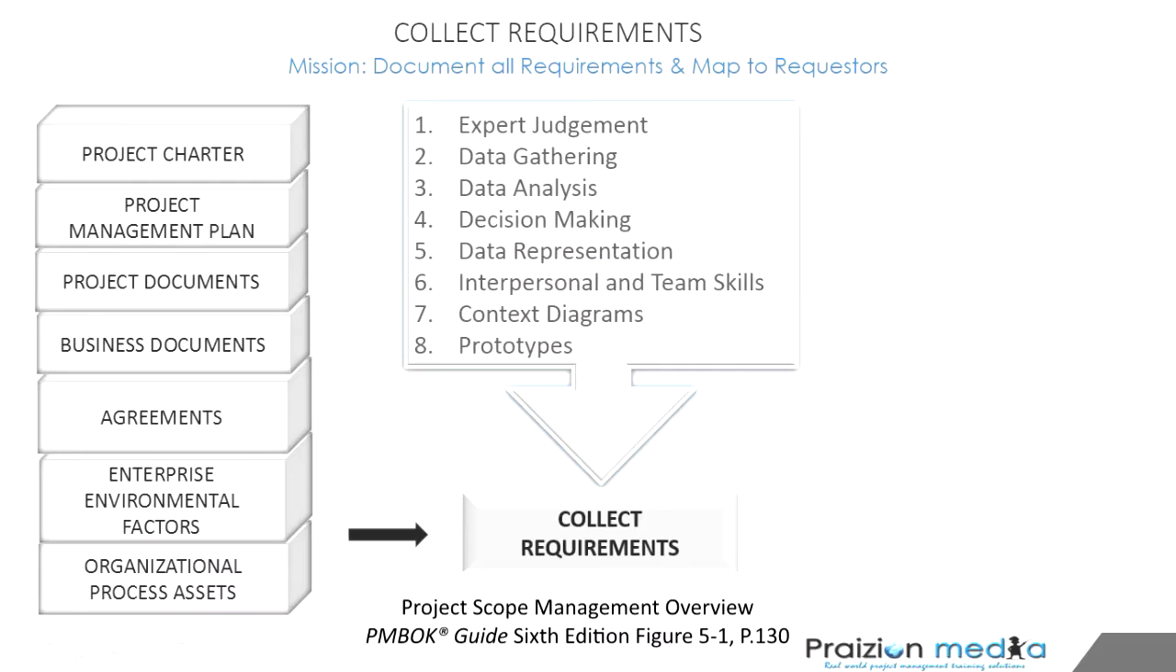The next tool and technique is called interpersonal and team skills. Now, interpersonal skills, also known as soft skills, deal with human interaction, being more aware of how people interact and being able to use those great interpersonal skills of yours to draw out data, to draw out information, to draw out requirements. That's really the main aim of this technique on this process.